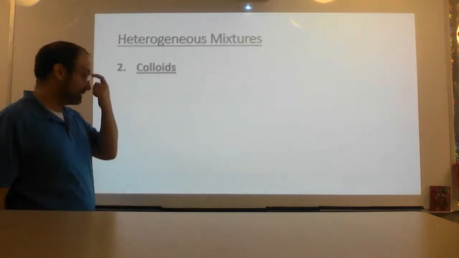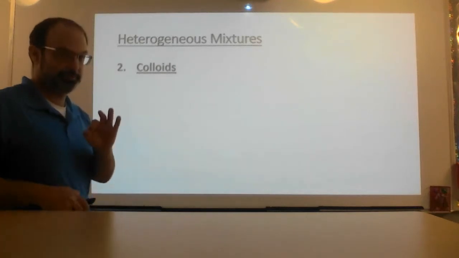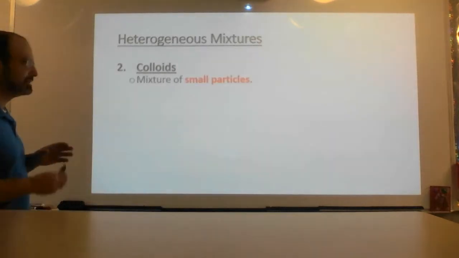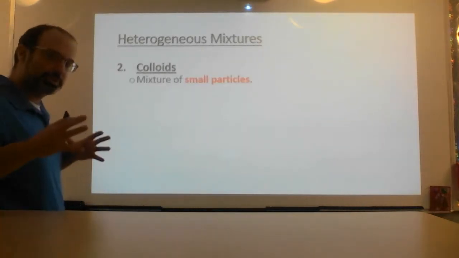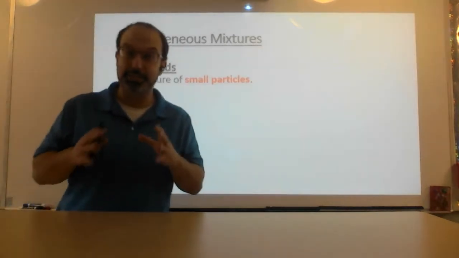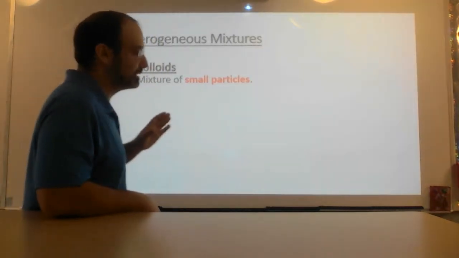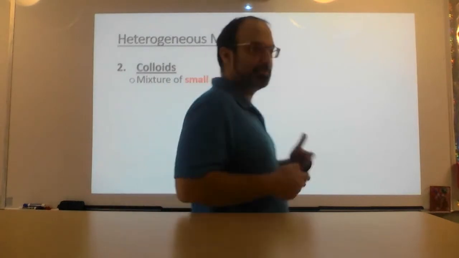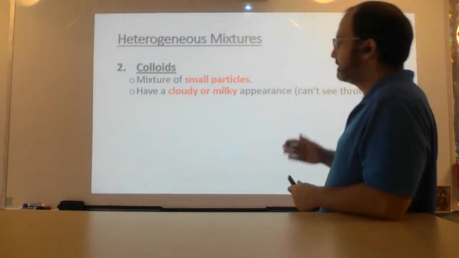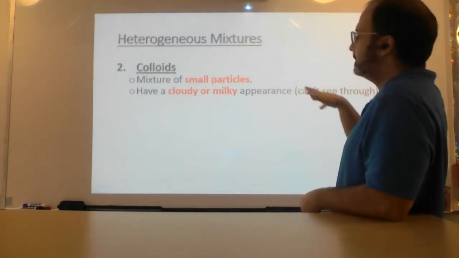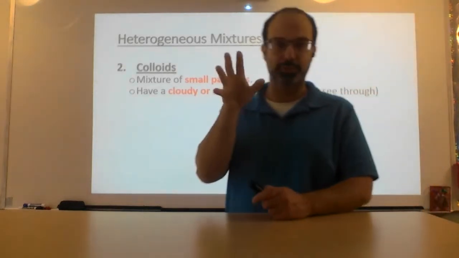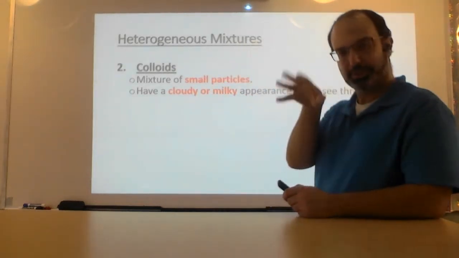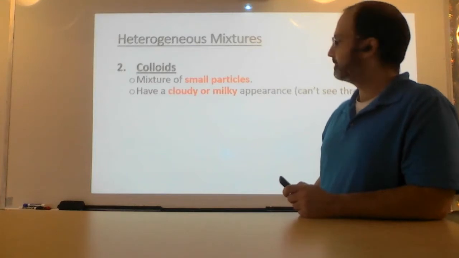The other type of heterogeneous mixture is called a colloid. A colloid has small particles, not big ones. So because the colloid has smaller particles, it will behave a little bit differently than the suspension. A colloid will have a cloudy or milky appearance. You won't be able to see through it because of its sort of foggy character.